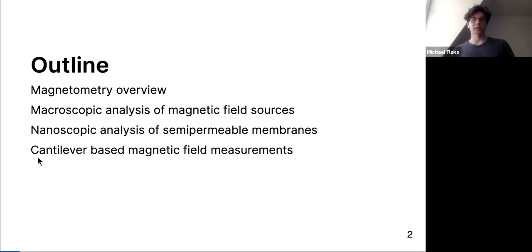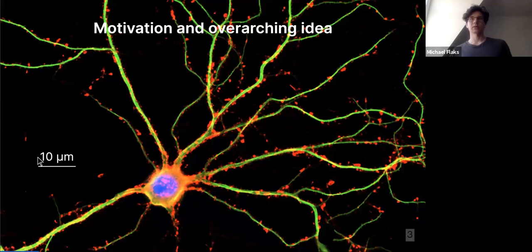I would like to firstly remind you about the motivation for my master's thesis. It was the study of those special active cells in neuron system that generate magnetic fields. And from there, I generalized to any magnetic field source, but kept this idea in mind. So my idea was to be able to measure magnetic fields from one cell and image their activity.